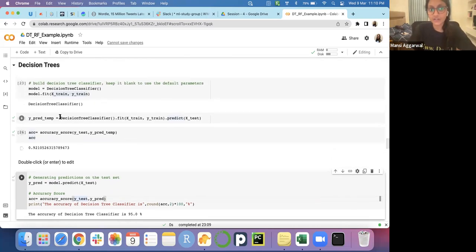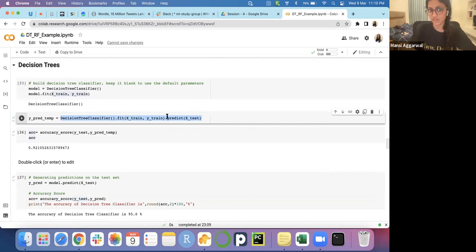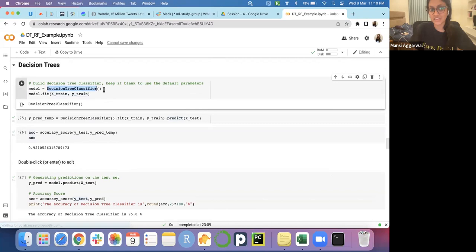So I can do this. This will actually be the same thing, but I'm saving the function in a model variable so that I can use this model and fit it on my data set. I hope, Mia, that's clear.